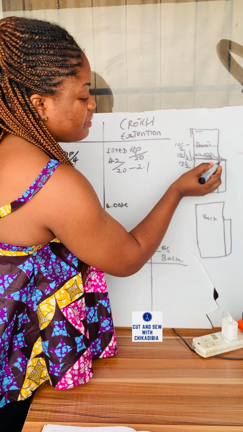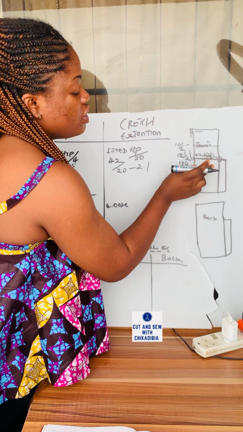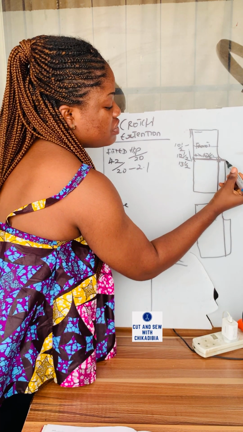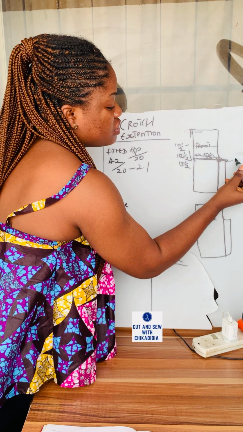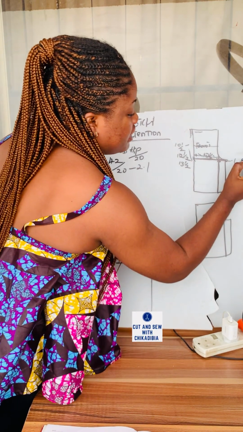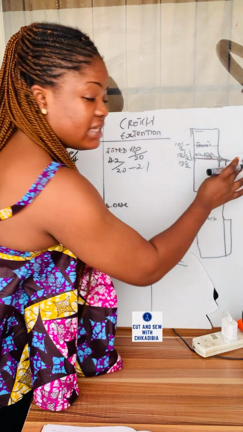Then you place your tape. After marking down your hip circumference from here, you're going to extend your line from here to here, and you mark 2.1 as a fitted pant.